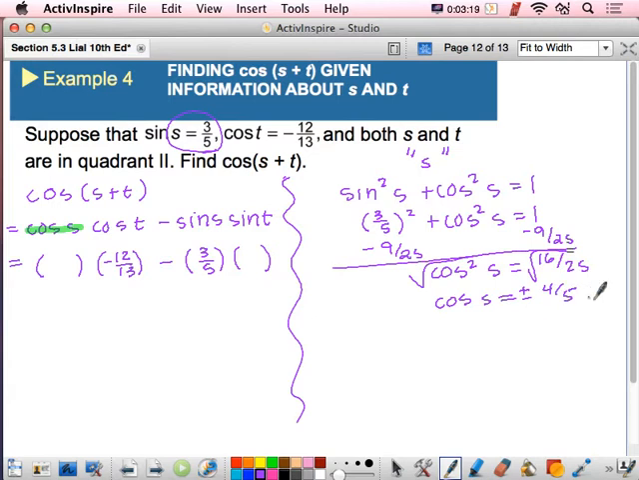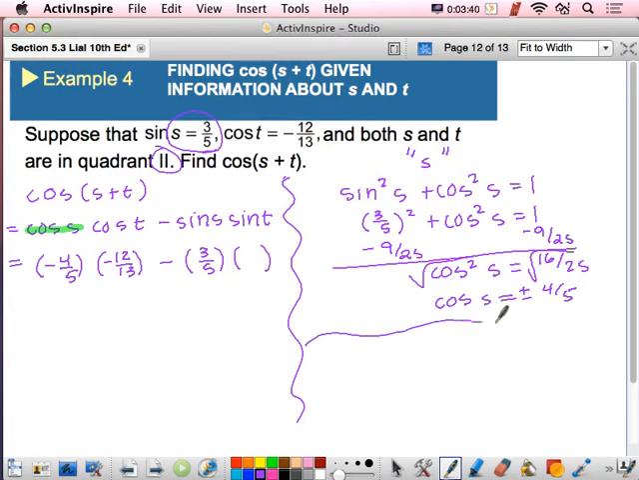And we just have to assign the positive or negative based on the quadrant. In quadrant 2, cosine is negative, and we know it's in quadrant 2 because we were told that. So this becomes negative 4/5. Now you have to stop and go do the same thing for T so that you can find sine of T. So it's just a really long, tedious problem, but it's not anything we haven't done before.